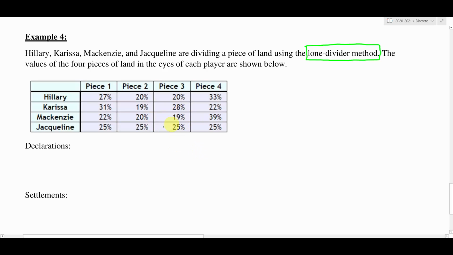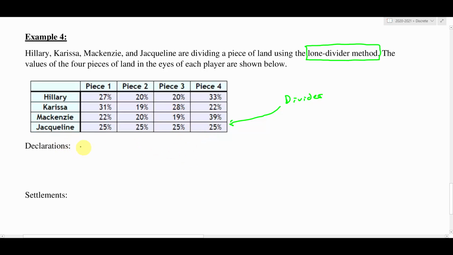So the way that lone divider works is one person is selected to be the divider. You should be able to look at the table and determine right away who the divider is. So remember, the divider is always going to chop up the pieces of land so that each piece is equal. So we can instantly tell that Jacqueline is the divider, because if I look at her values, they're each the same, right? 25, 25, 25, 25. The only person who would do that is the divider themselves.